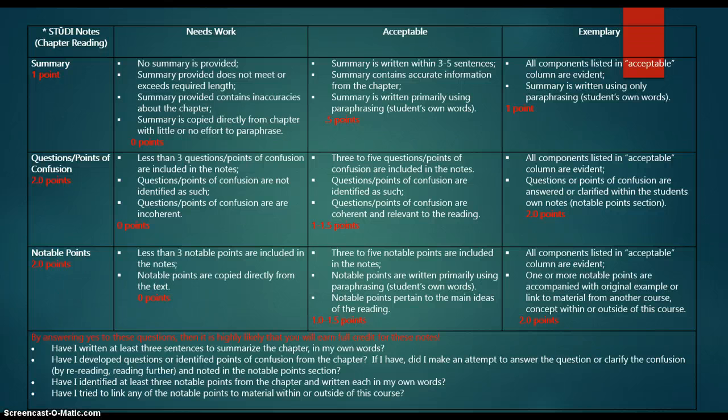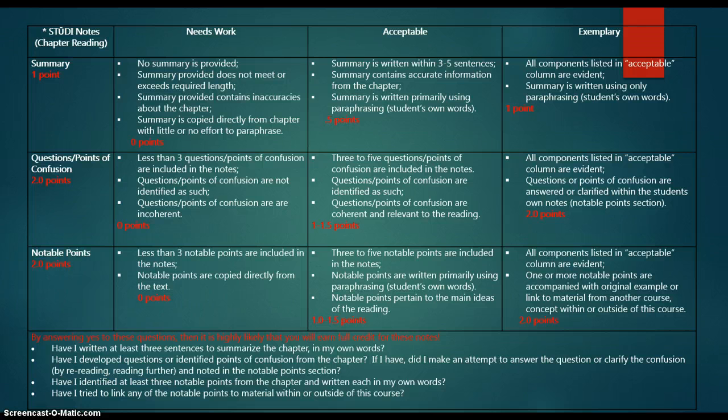As you can see, if you are able to articulate information consistent with the exemplary category, you'd earn 5 points for your study notes. If you are in the acceptable category, then you're looking at 3.5 points. And then if you're only in the needs work category, then you're looking at 0 points. It is possible to go across categories. For example, your summary could be exemplary, your questions or points of confusion acceptable, and your notable points needs work. Obviously, that's not what you should be desiring. You should look at trying to meet exemplary for all 3 criteria.